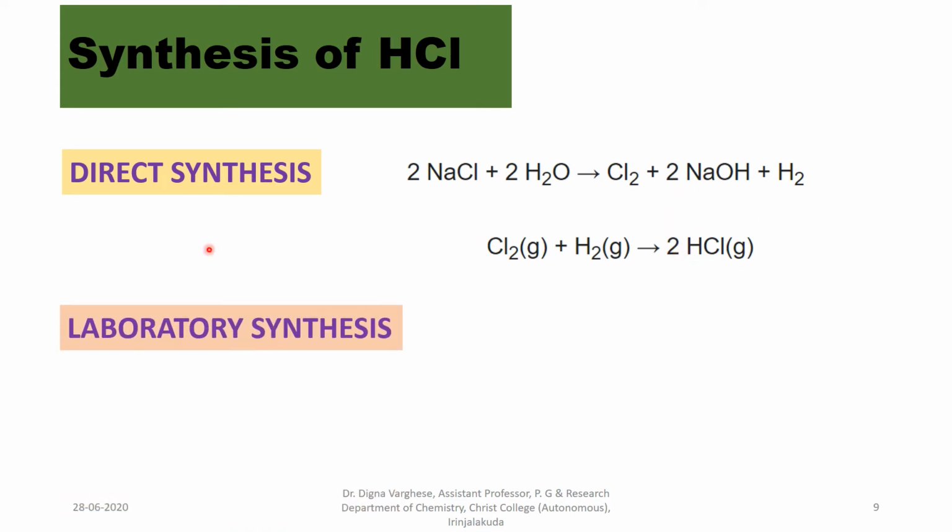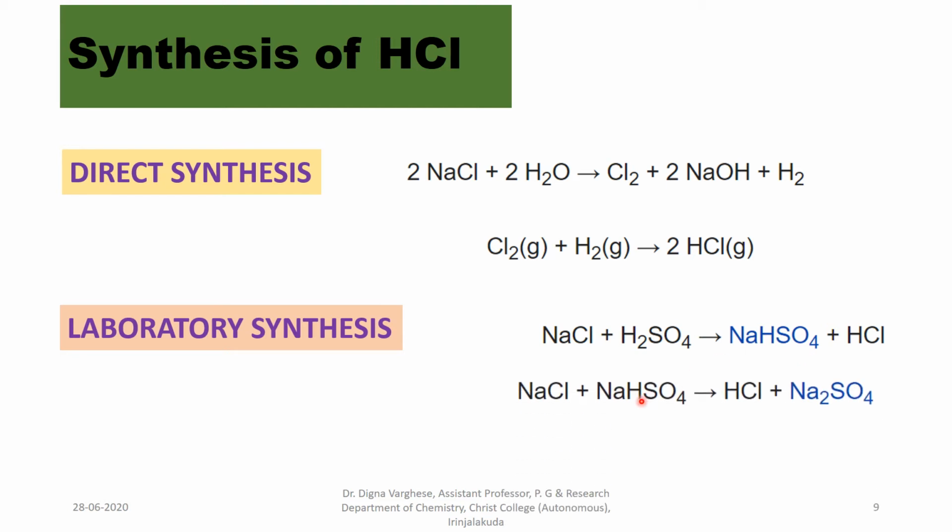The second method is laboratory synthesis. In the laboratory synthesis of hydrogen chloride, we use a hydrogen chloride generator. In this, sodium chloride is treated with sulfuric acid, giving sodium bisulfate and hydrogen chloride. This reaction occurs at room temperature. When the temperature is increased up to 200 degrees Celsius, the second step starts.